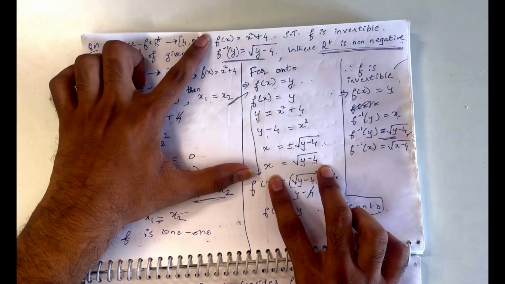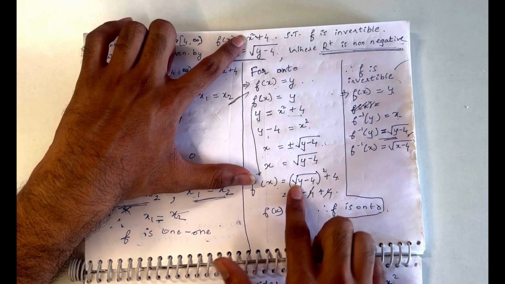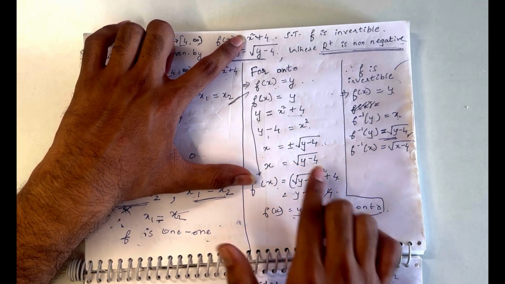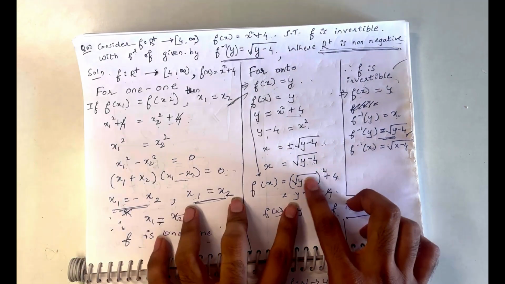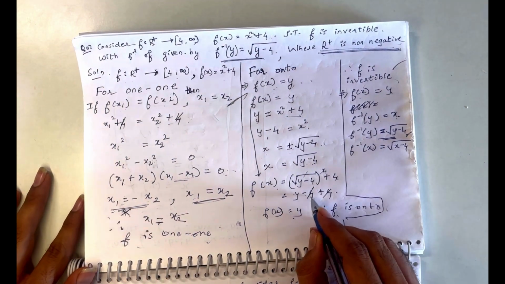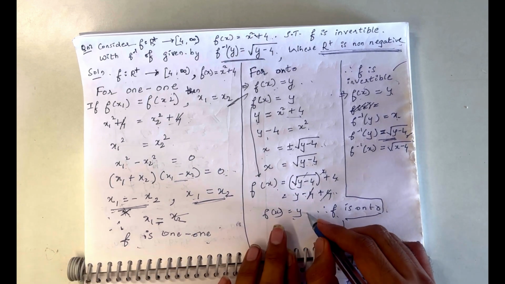And because my domain itself is positive, no negative, x is equal to square root of y minus 4. Substitute this in the given f of x in terms of y, that is f of x is equal to x square plus 4, so x is root y minus 4, whole square, plus 4. Once it is squared, root and square will get cancelled. You will be left with y minus 4 plus 4. Minus 4 plus 4 will get cancelled. f of x is equal to y.